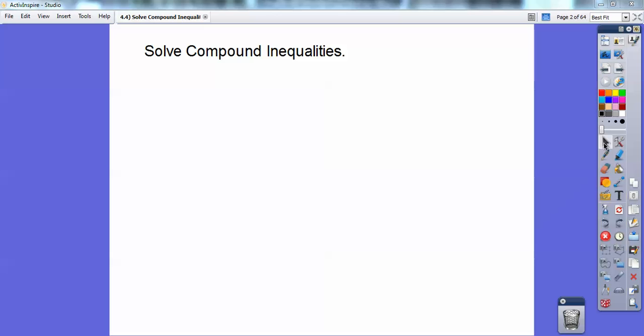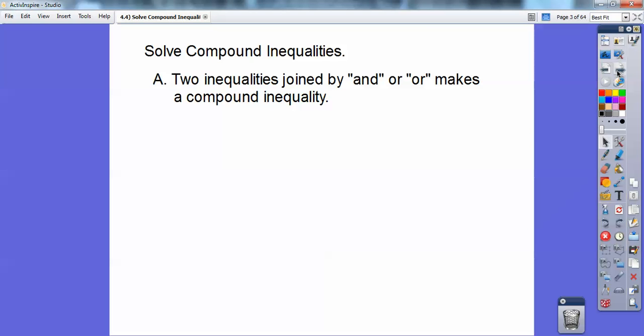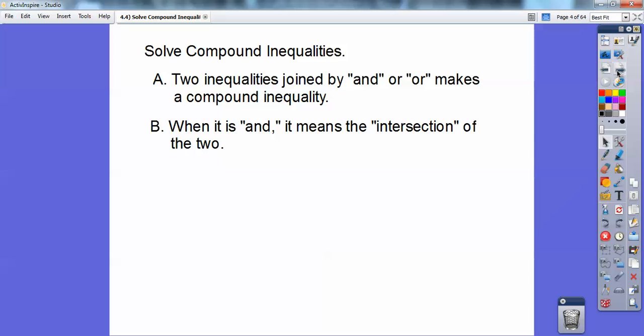Bullock again. This one's going to be solving compound inequalities, and all that means is we're just solving two inequalities in one. So a compound inequality is two inequalities joined by an AND statement or an OR statement, and it makes a compound inequality. When it's an AND statement, it means the intersection of the two. So we're going to solve them and then look at where they overlap each other.